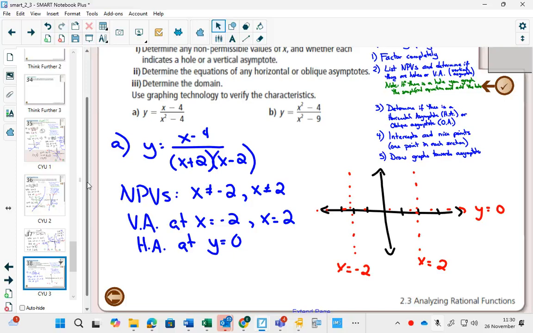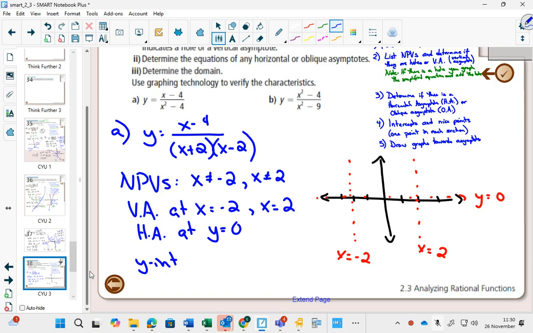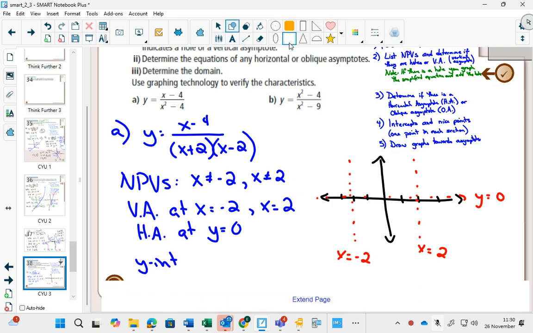Next, intercepts. The y-intercept is always the easiest one to find first. Plug in 0 for x. Go to your original equation. Get negative 4 over negative 4. We get 0, 1.